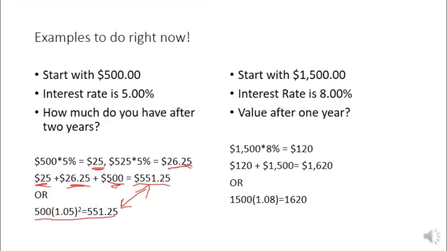Note how 1.05 in this case is just 1 plus 0.05. So here we're multiplying by 0.05, and the 500 is just itself.